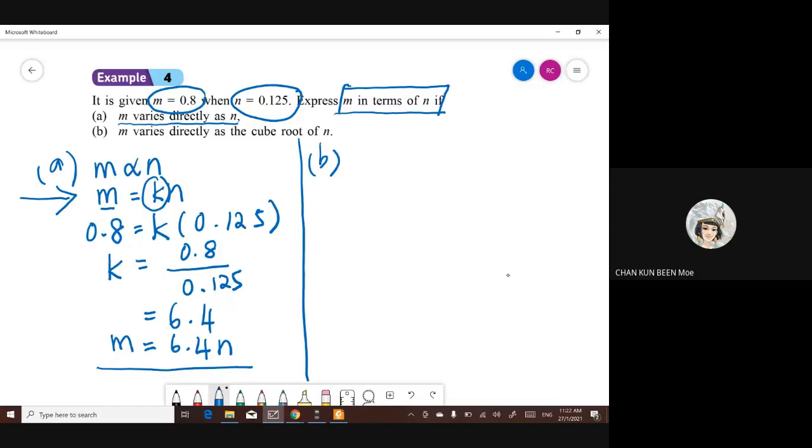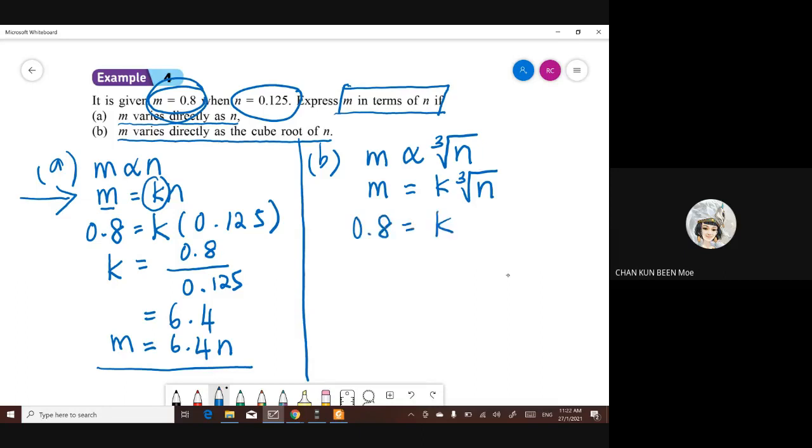Now we are going to look at part B. M varies directly as the cube root of n. So how to write that? You need to start with m varies directly as the cube root of n. Second step, we are going to write down in the form of equation. M equal to k times cube root of n. So substitute all the values. M is 0.8 again, equal to k times cube root of 0.125.